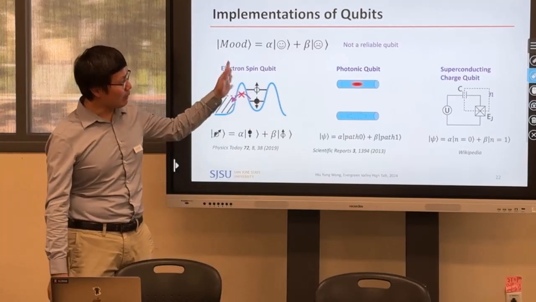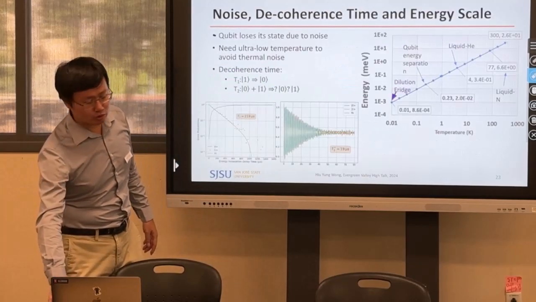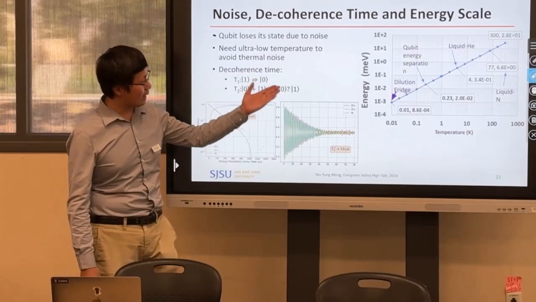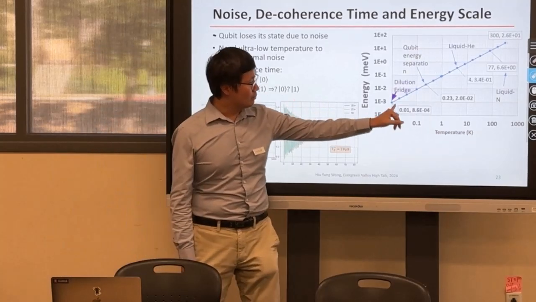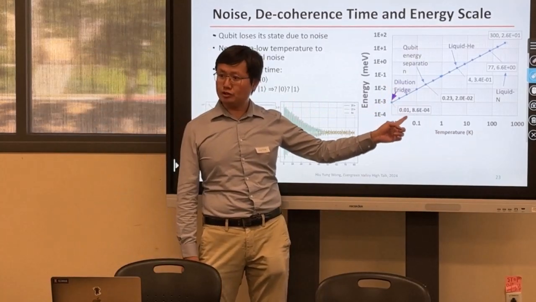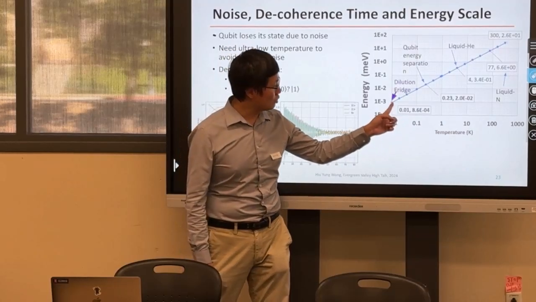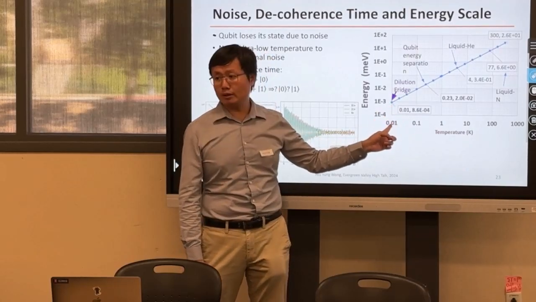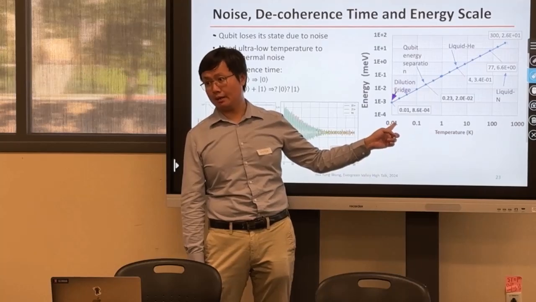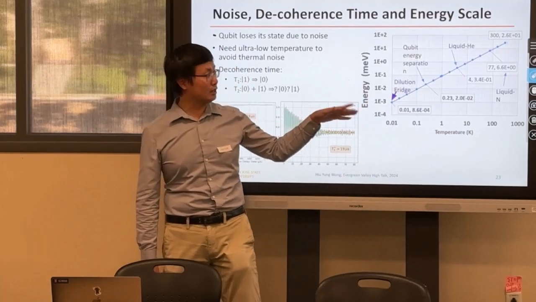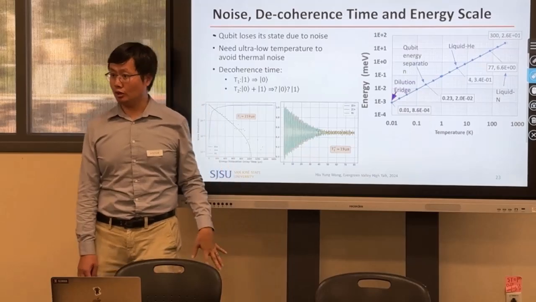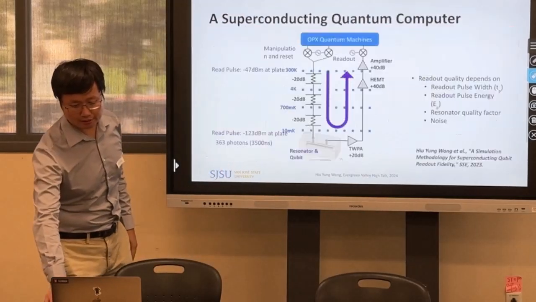Yeah. But anyway, you see this one, and I want to emphasize the temperature scale. You see that people use something called a dilution refrigerator, right? Which goes as low as 0.01 Kelvin, which is 10 millikelvin, in order to make the qubit work, the transistor, yeah.